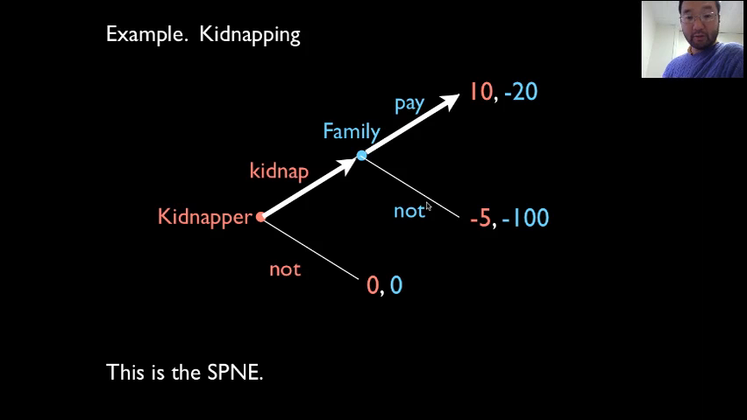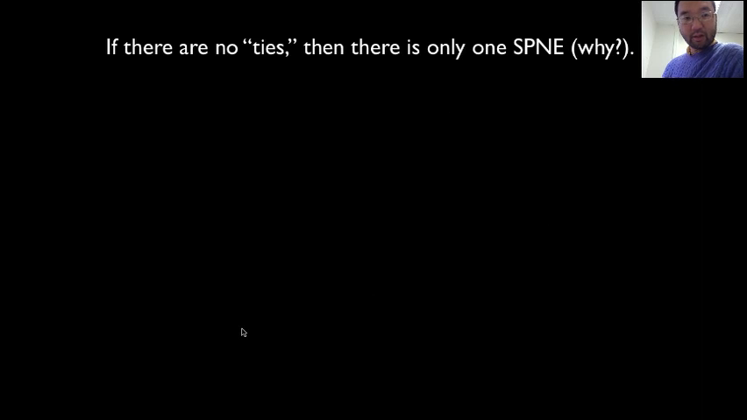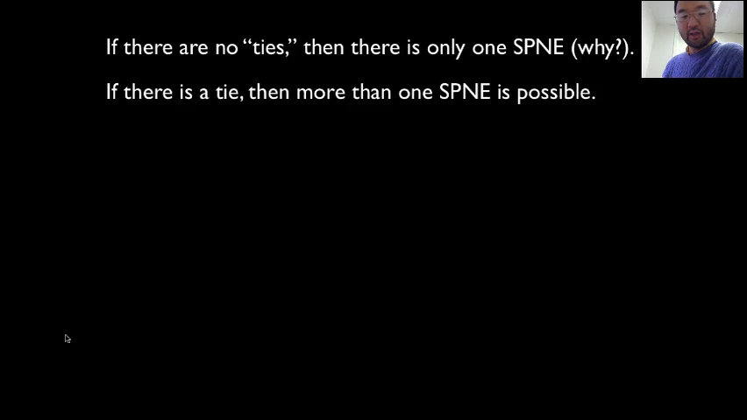Remember, in this case, there were two Nash equilibria. One is this one, and the other is where the kidnapper doesn't kidnap because the family doesn't pay. That was not subgame perfect. This is subgame perfect, however. If there are no ties, there's only one subgame perfect Nash equilibrium. Why? Because anytime somebody makes a choice, it's determined. You just choose the biggest number, and there's always one biggest number because there are no ties. However, if there is a tie, then more than one SPNE is possible.